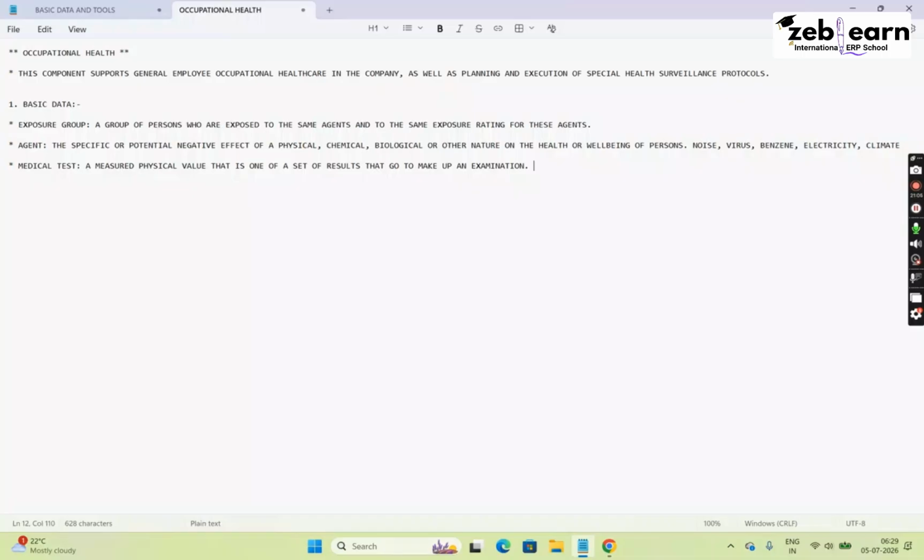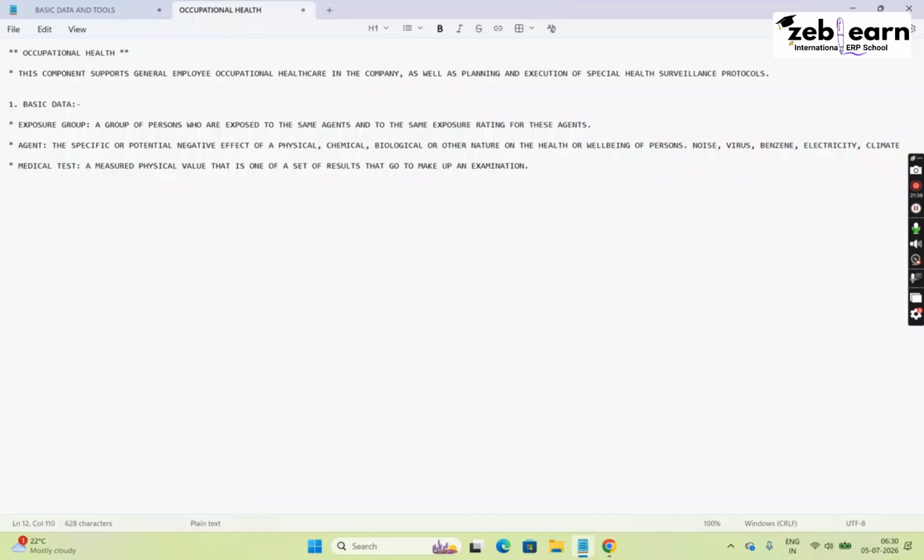Whenever you go to a doctor, let's say if you are suffering from fever or any other such illness, the doctor will start taking some measurements. For example, he may measure your blood pressure, he may measure your body temperature, or maybe he will even check your pulse rate. How much is the pulse currently? And several such kinds of tests he is going to perform.